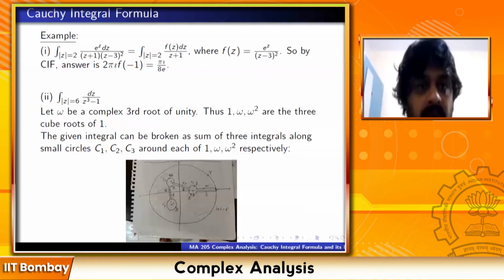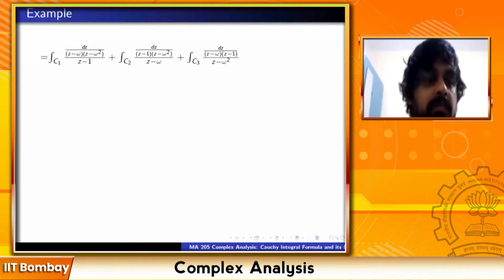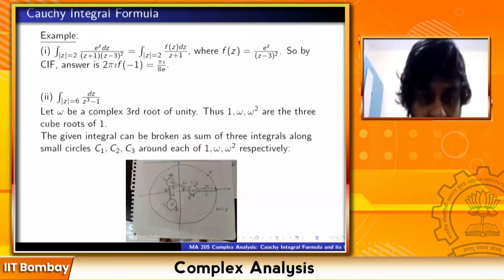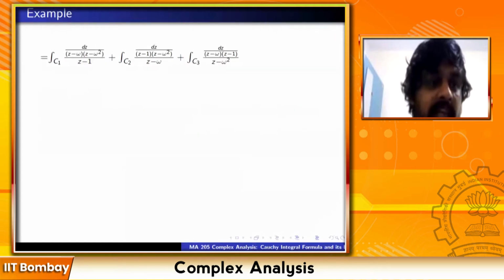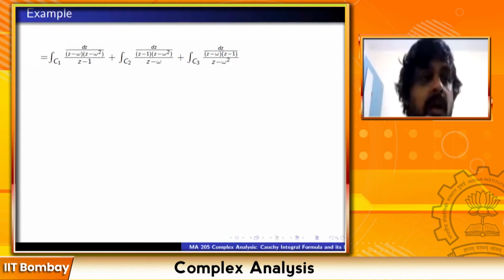Yes, it is clear. So then you're integrating along C1. So once again I will break up the function conveniently. So first time when I am integrating along C1, C1 is the circle around 1, I will break it up as dz upon z minus 1 times 1 upon (z minus w)(z minus w square). So something holomorphic upon z minus 1 when integrating along C1, plus something holomorphic upon z minus w when I am integrating along C2, plus something holomorphic upon z minus omega square when I am integrating along C3.